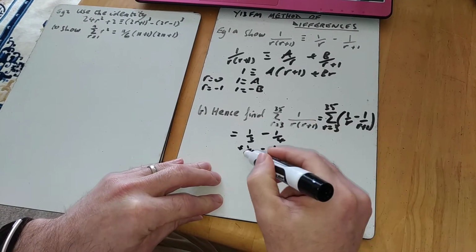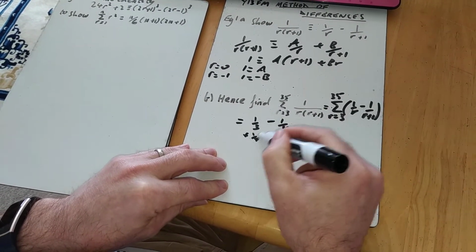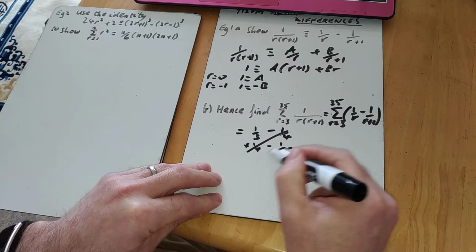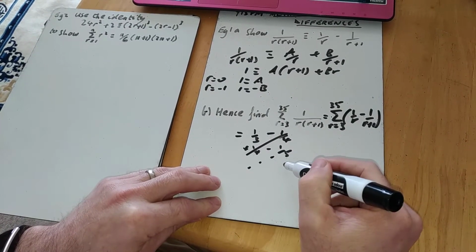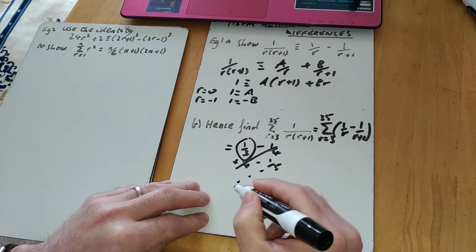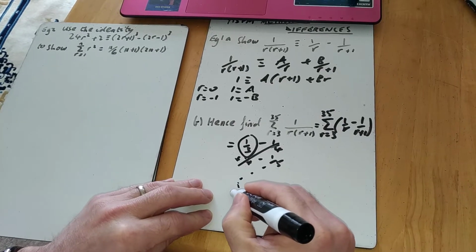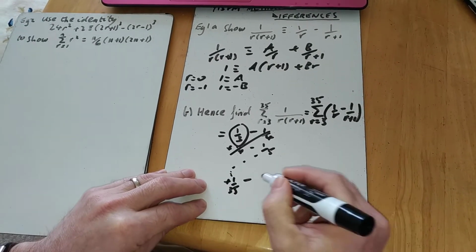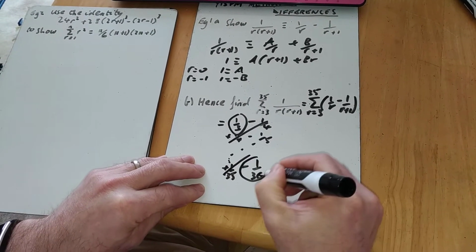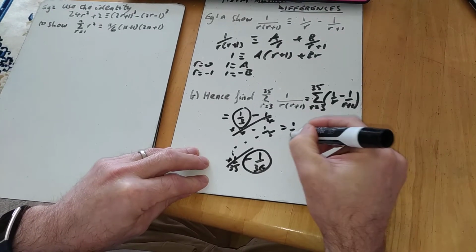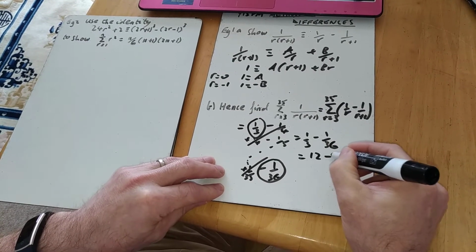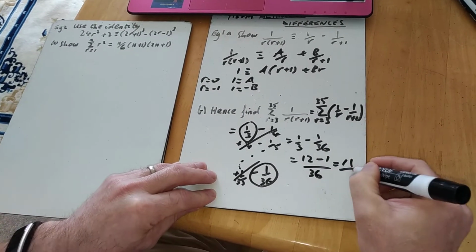Well, what's going to happen is these things here, the 1 over 4 and the minus 1 over 4, are going to cancel out. And when I stick in r equals 5, the plus 1 over 5 and minus 1 over 5 are going to cancel out. Everything is going to cancel out in the middle apart from that first term. And when I stick in r equals 35, I'm going to get dot dot dot plus 1 over 35 minus 1 over 36. That is going to cancel out there. I'm going to be left with just two terms. A third minus 1 over 36. Let's change it so we've got 12 minus 1 all over 36, 11 over 36.